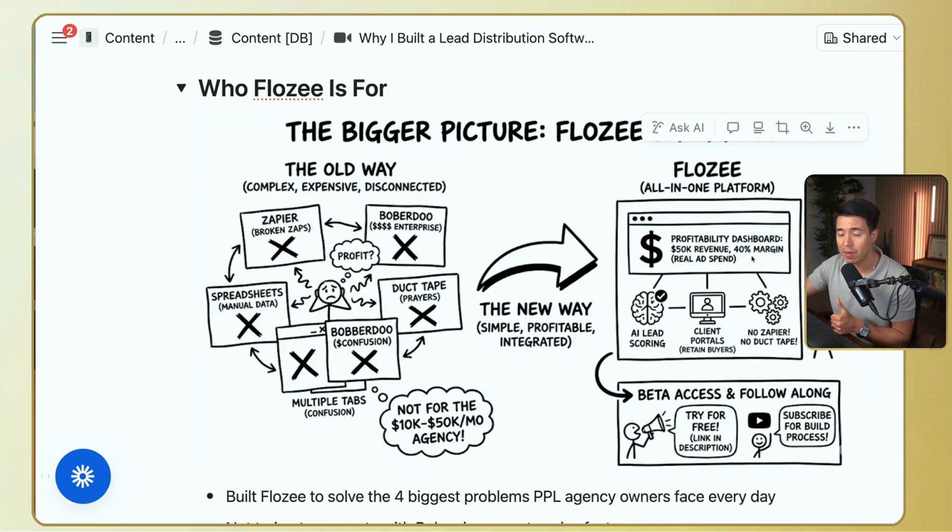So we have profitability dashboard reporting, right? AI lead scoring. You have a client portal and automated reporting for your clients. No duct taping together. It's going to tell you if you're making money. It's also going to help you make more money because you can see your lead quality scores and improve retention for your clients.